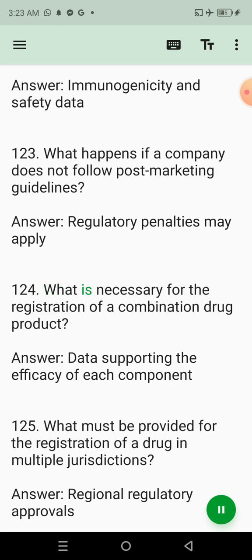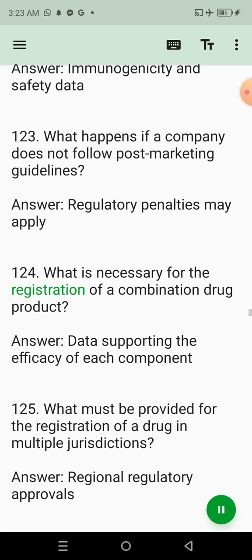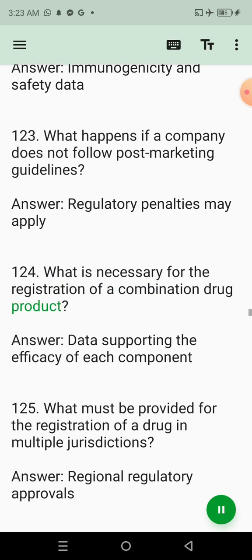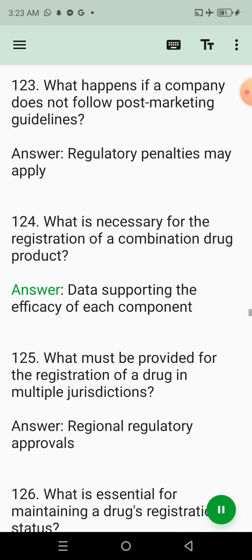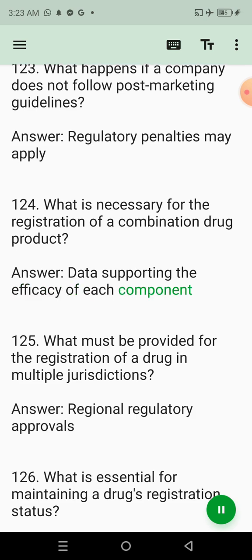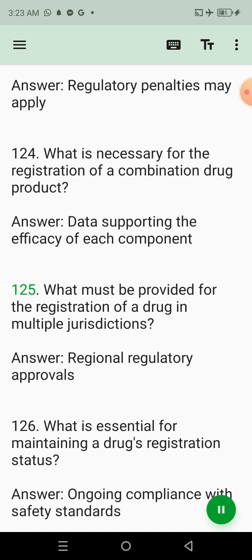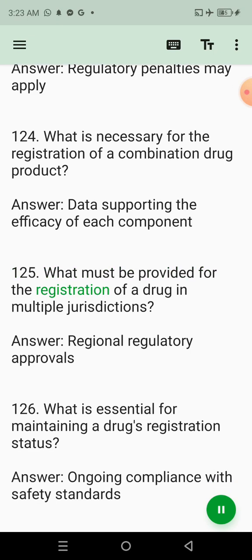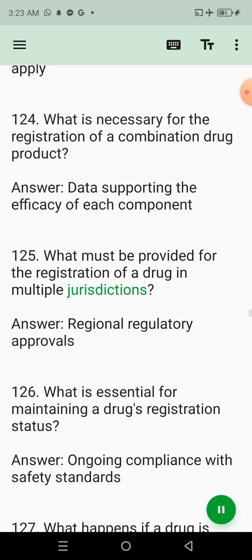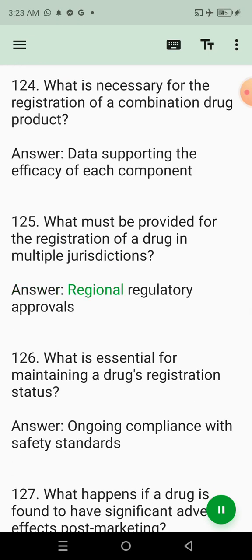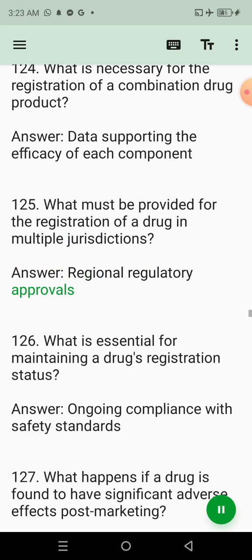124. What is necessary for the registration of a combination drug product? Answer: data supporting the efficacy of each component. 125. What must be provided for the registration of a drug in multiple jurisdictions? Answer: regional regulatory approvals.